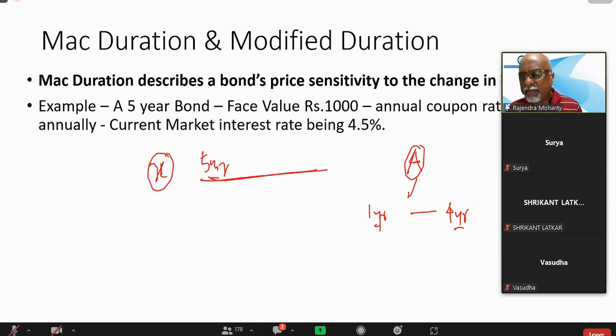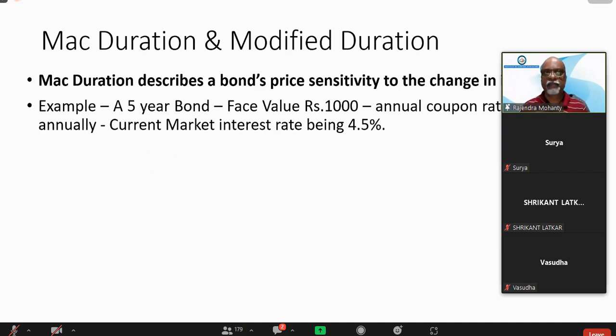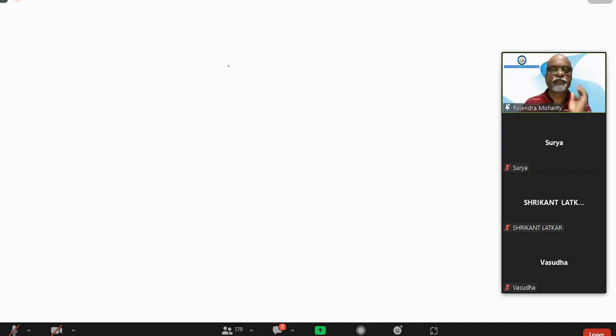4 years means A will get 4 coupons. A will not get 5 coupons because the first coupon has already been received by X. So 40 rupees already paid to X. Now this 40, 40, 40 and 1040 will be received by A. So your PV will change and PV into time will change. So all things will change now again. Yes or no? Yes, sir. So that is the calculation. So T is nothing but the residual maturity of the bond. How much time is left? Clear?